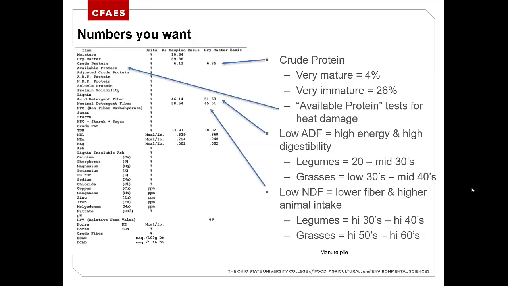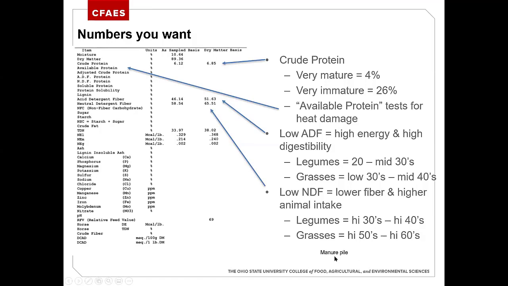Couple other numbers we want to look at is our ADF, our acid detergent fiber, and our neutral detergent fiber. We want these numbers to be as low as we can get them. Our acid detergent fiber will give us more energy, our higher digestibility. Legumes are going to be a little better than grasses. And then for our NDF, we want that lower fiber content, which will give us a higher animal intake.